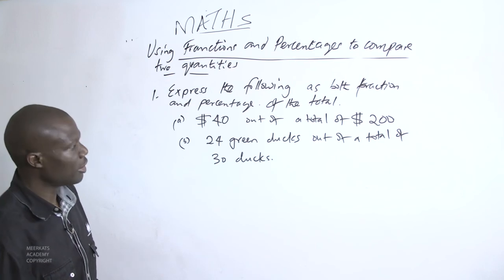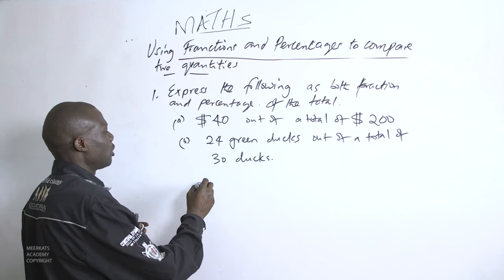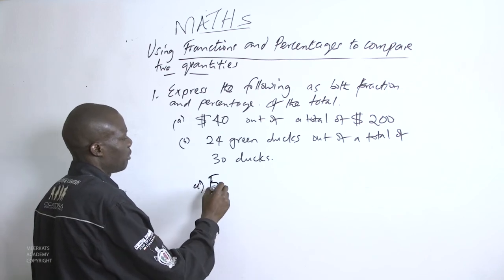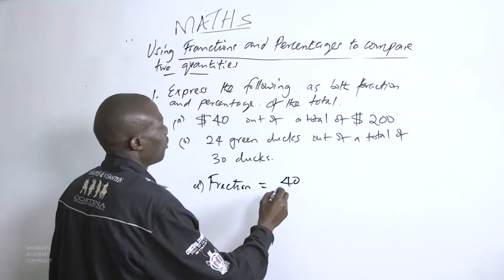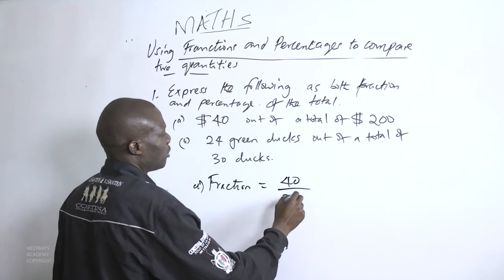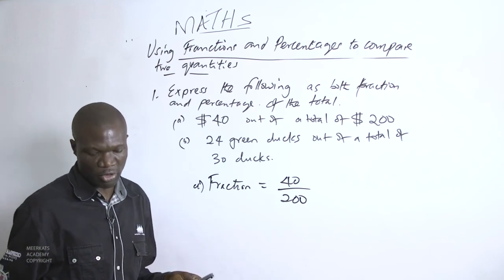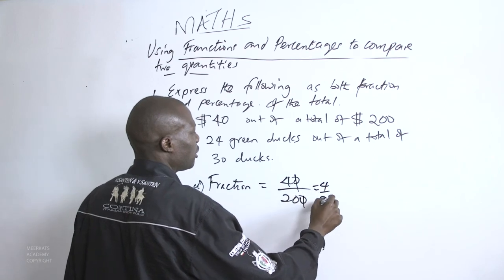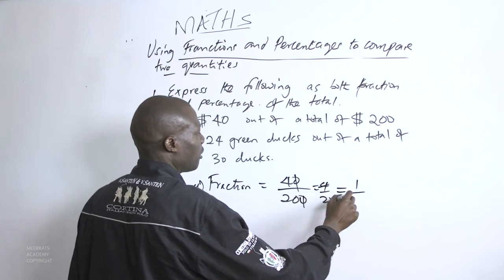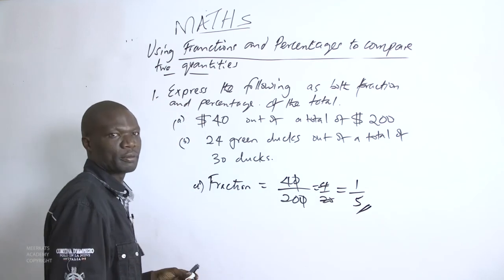So we start by looking at the first one. A fraction here from A will be 40 over the total, which is 200. Now this is just a fraction. We need to simplify it further. So by 10 we remain with 4 over 20. By 4 we get 1, and by 4 we get 5. So this is a fraction.